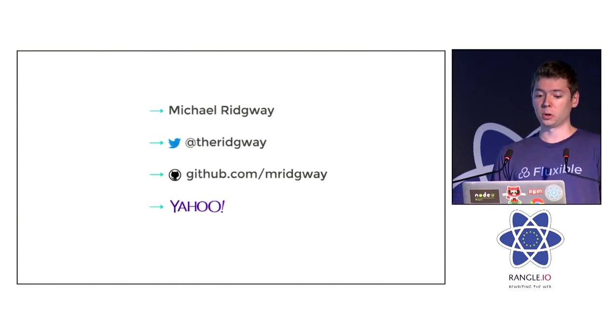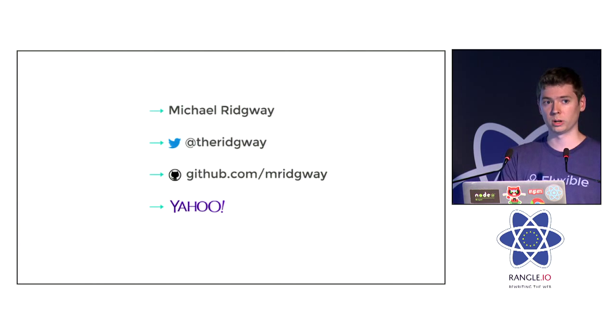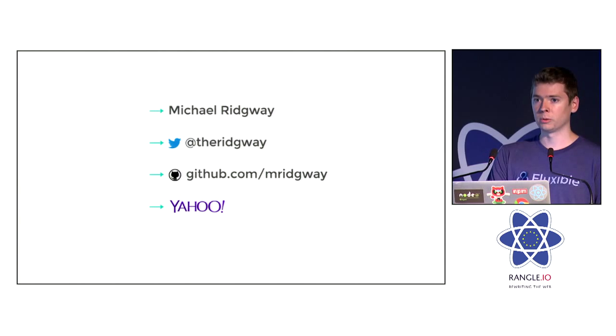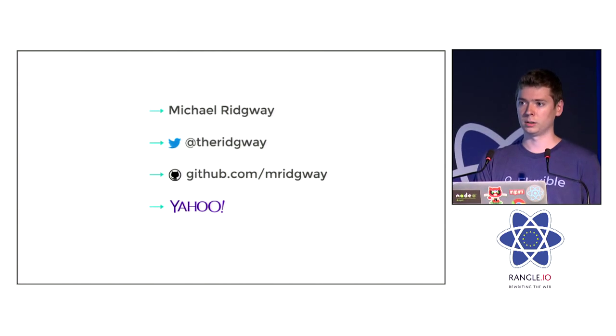Actually, let's talk about, so who am I? I'm Michael Ridgway. I'm a front-end Node.js engineer at Yahoo. I work with teams at Yahoo who are adopting React and the Flux architecture. And I also work on an open source library called Fluxible that aids our developers in building these isomorphic applications.